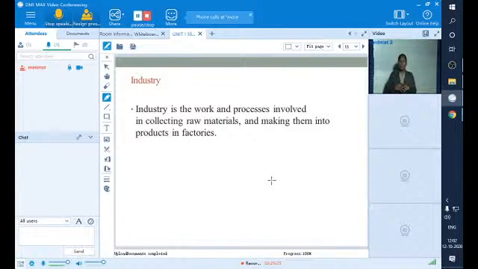So industry we can say is a work or process. Wherever you can see the work is going on and the process is going on to complete a particular product, that place we can name as an industry. So industry is the work and process involved in collecting raw material. First they will collect the raw material, and after collecting they will make the raw material into the finished product. So industry is the work and process involved in collecting raw material and making them into products in factories. This is the definition of an industry.